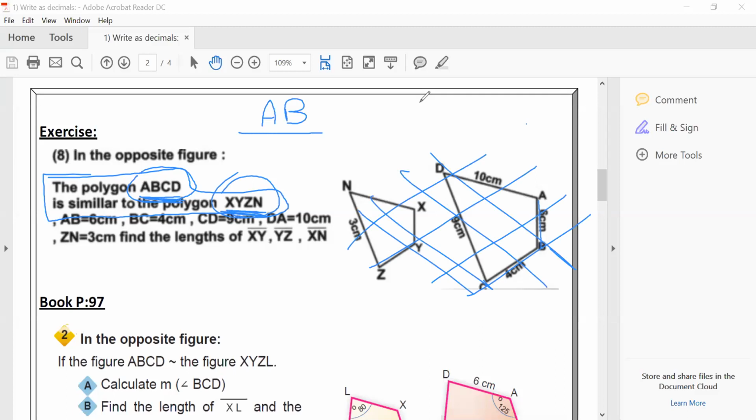Get the proportional sides from here in order not to be confused, because maybe one figure is turned upside down, and then you cannot find it from the drawing easily. Or you can, but it will be difficult. So let's look here. A, B, C, D, similar to X, Y, Z, N. This is a given. I will use it. So AB over what? XY.